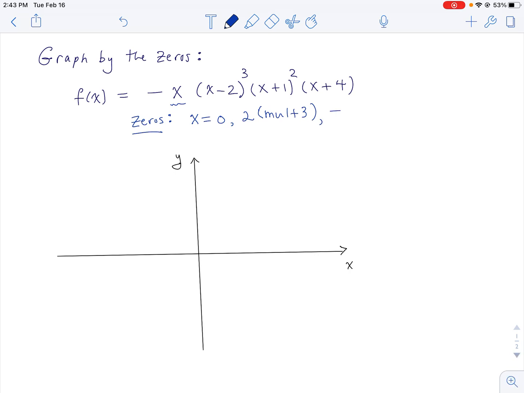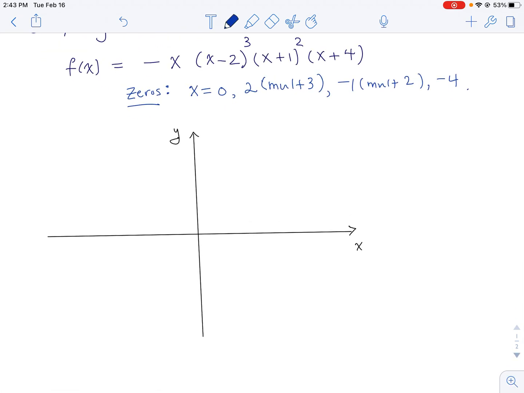If x plus 1 equals 0, then negative 1 is a 0, and that has multiplicity 2. And finally, negative 4 would also zero it out. That has multiplicity 1. So what does this mean? Well, I found 4 zeros, in other words, 4 x-intercepts, and these are really the only 4 points I'm going to plot. I'm going to plot 0, I'm going to plot 2, I'm going to plot negative 1, and I'm going to plot negative 4 over here.